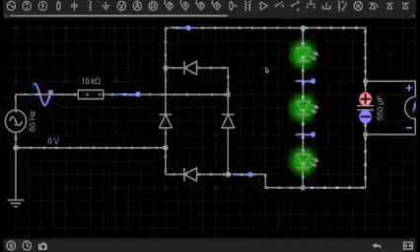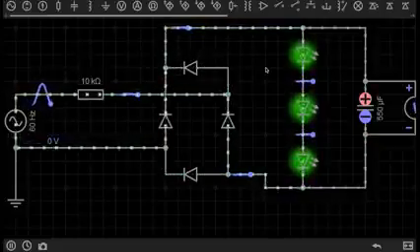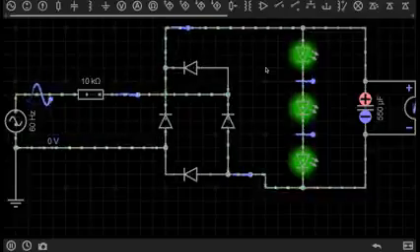So that's just one simple use for a capacitor in a circuit, and we will be demonstrating more advanced uses of capacitors such as decoupling, buffering, suppression, and boosting, but those will come in later videos.